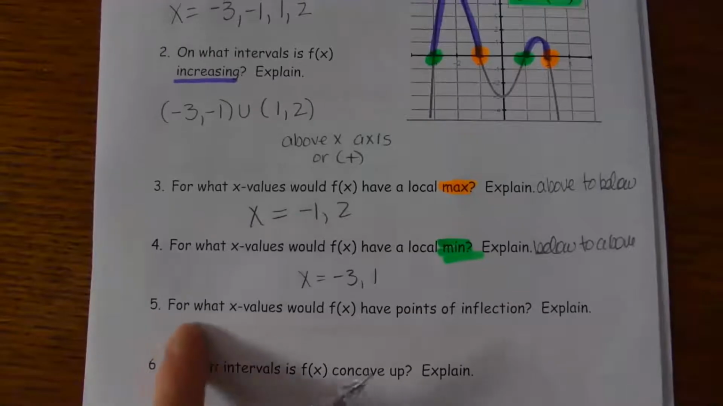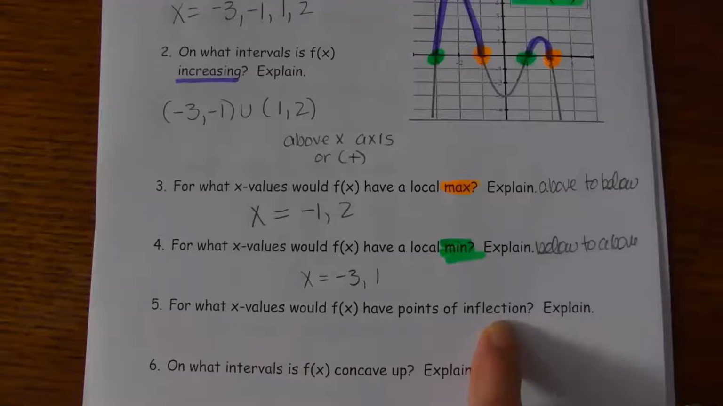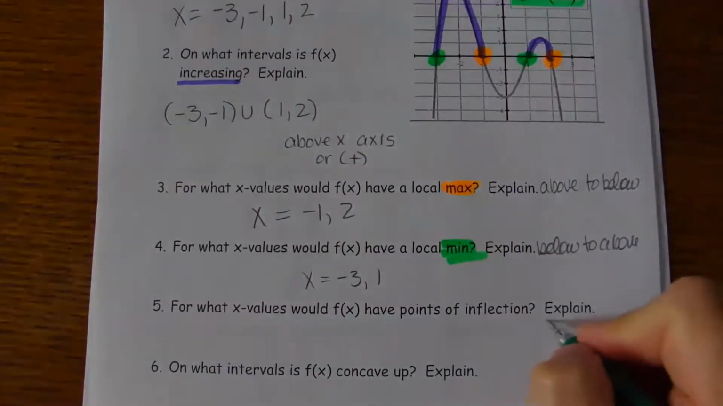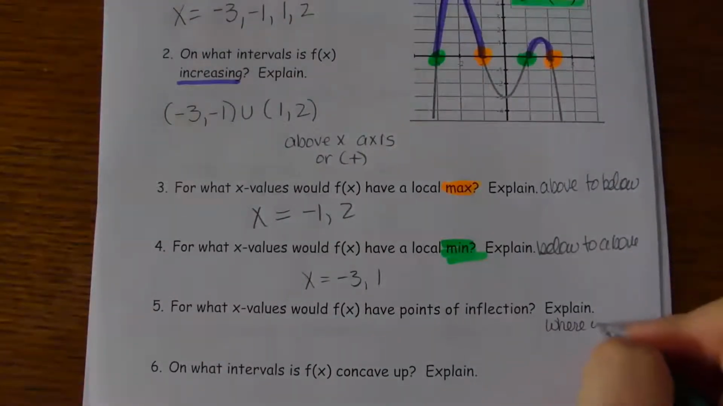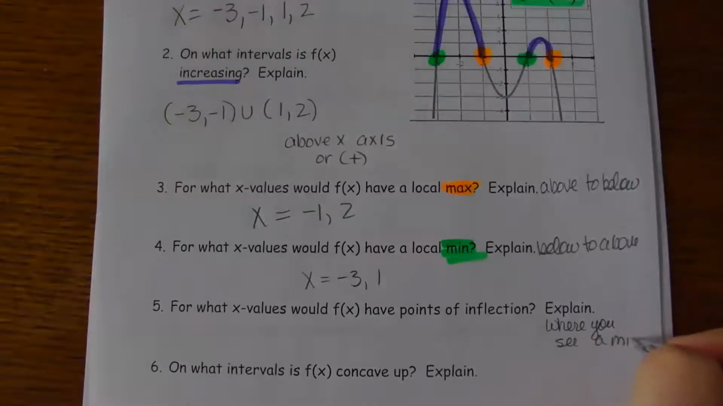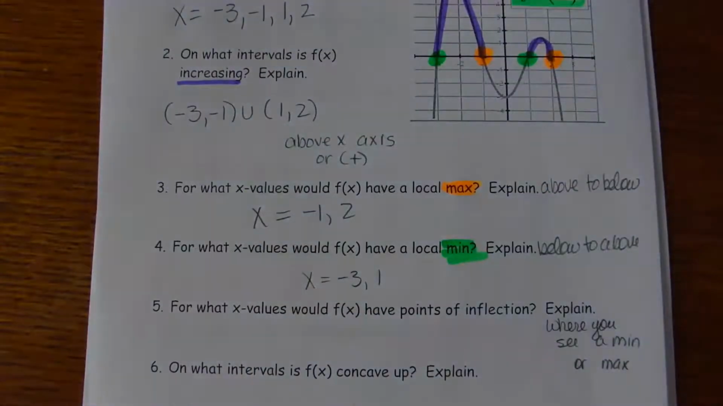Okay. For what values would the parent graph have points of inflection? How do I find a point of inflection? How do I do that? Okay. Let's explain where you see a min or a max. And I want you to focus because sometimes the way that they ask questions on different problems in calculus, it can get confusing. You've got to really know what's going on.